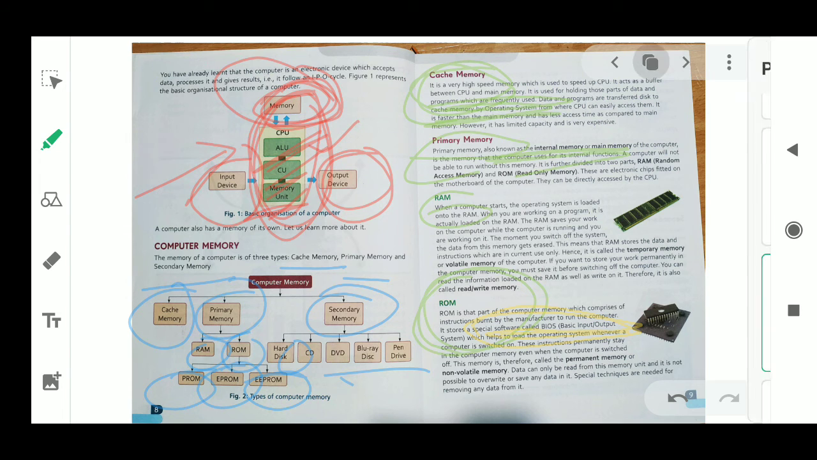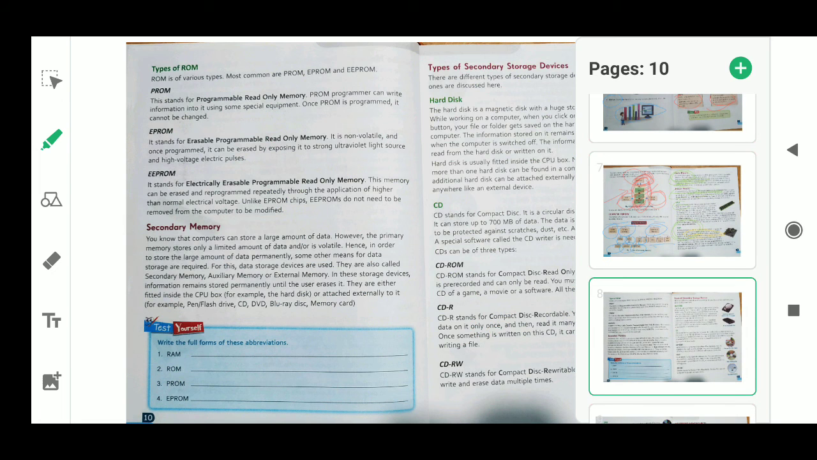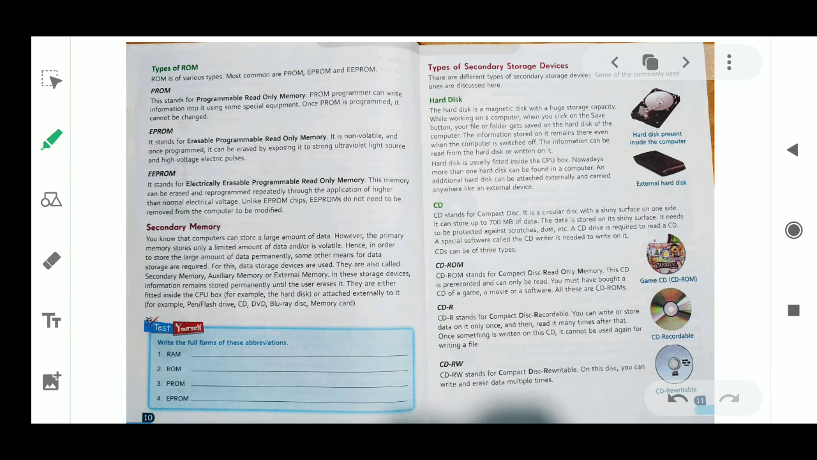Next are the types of ROM. There are three types of ROM. The first is PROM, the second is EPROM, and the third one is double EPROM. PROM is programmable read only memory, EPROM stands for erasable programmable read only memory, and the last, double EPROM, is electronically erasable programmable read only memory. So there are little differences.